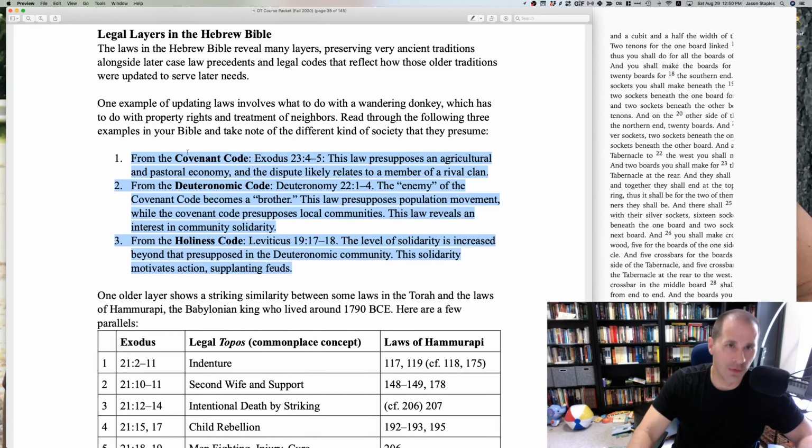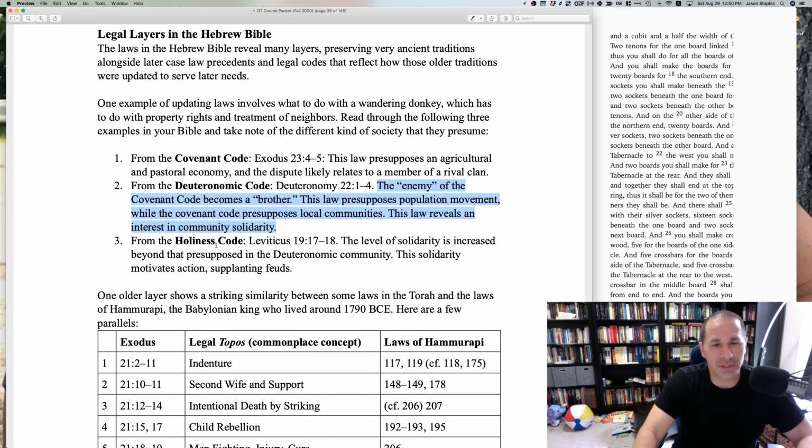So the older Covenant Code presupposes an agricultural and pastoral economy, and you basically have this presumption that this is dealing with a member of a rival clan. In the Deuteronomic code, this is presuming a little bit more locality, and you have more interest in communal solidarity, instead of the enemy of the Covenant Code who is potentially involved. You have the brother who is involved.